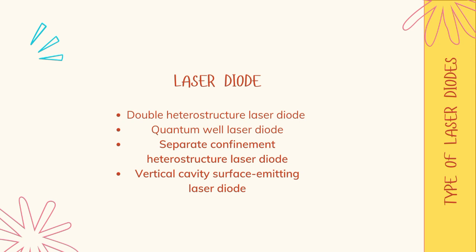Lastly, vertical cavity surface emitting laser diode. In all previously discussed laser diodes, the optical cavity is placed perpendicular to the current flow. In vertical cavity surface emitting laser diodes, however, the optical cavity is along the axis of current flow. The partially reflecting mirrors are placed near the ends of the optical cavity.